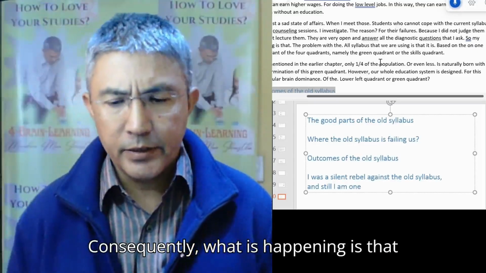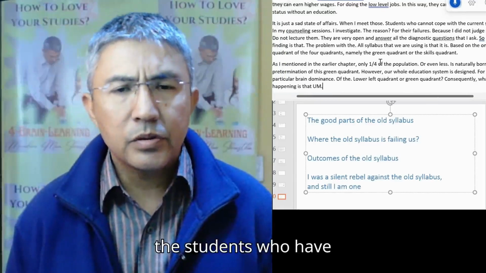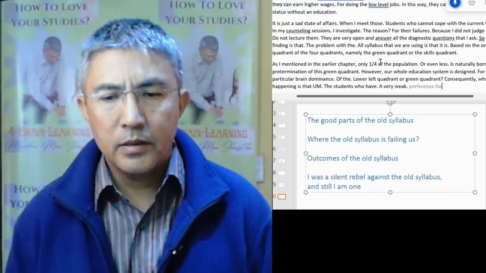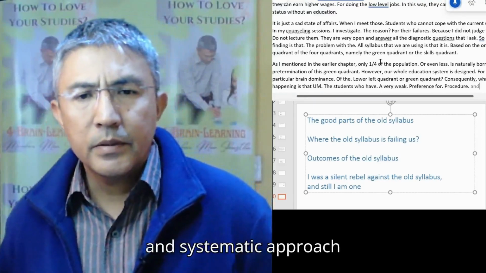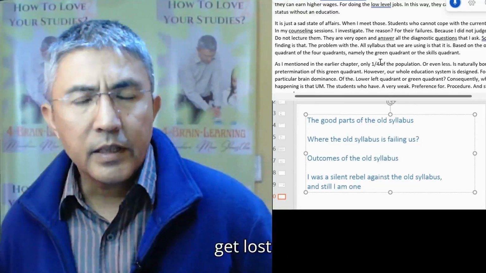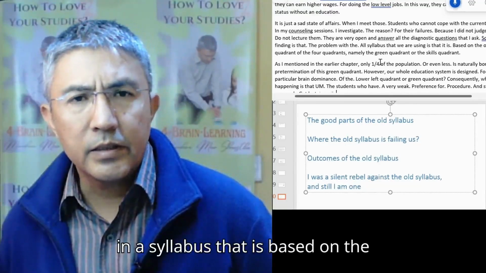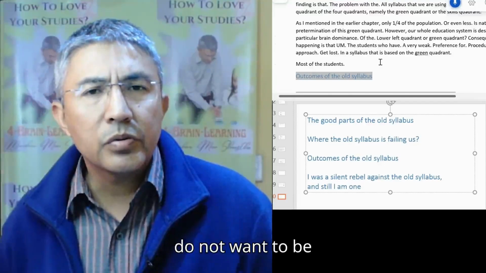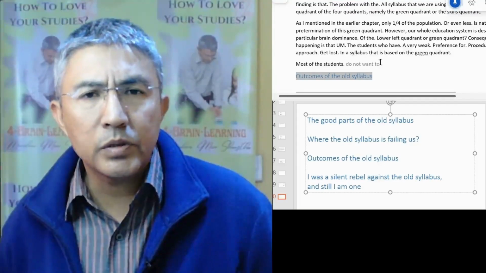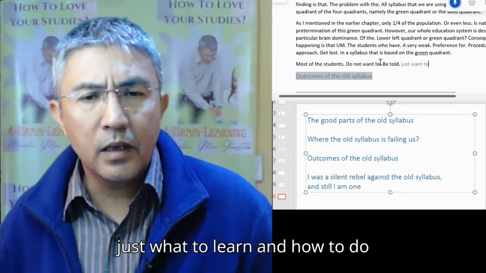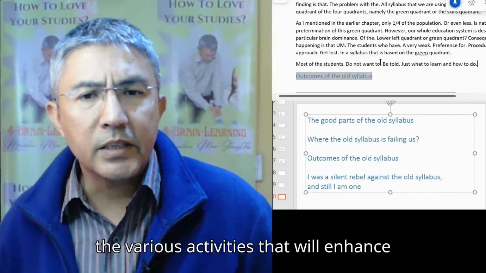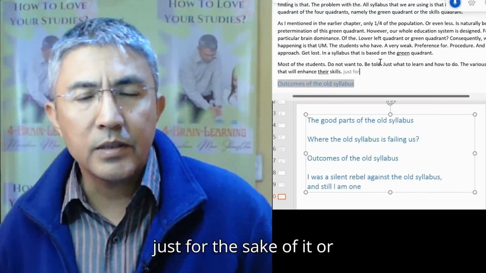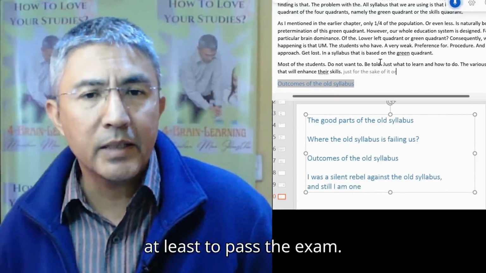Consequently, what is happening is that the students who have a very weak preference for procedure and systematic approach get lost in a syllabus that is based on the blue quadrant. Most of the students do not want to be told just what to learn and how to do the various activities that will enhance their skills just for the sake of it, or at least to pass in the exam.